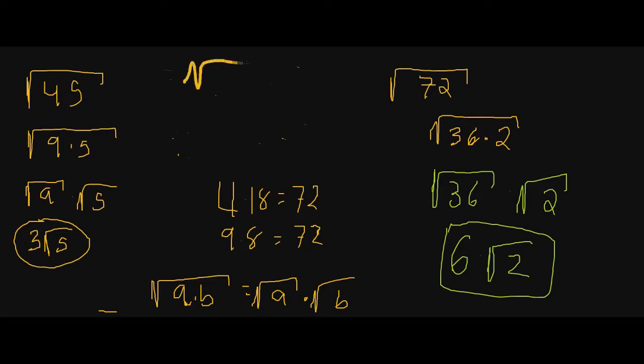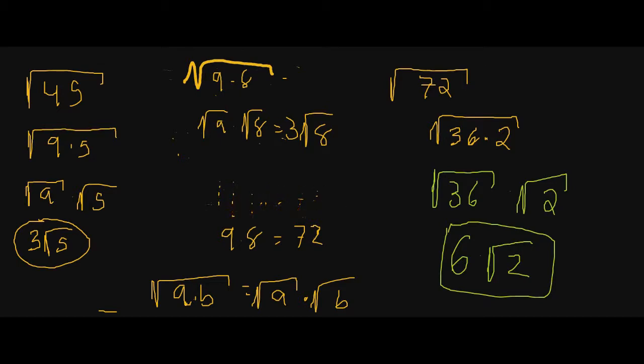So let's do the square root of 9 times 8, right? And we're going to get the square root of 9 times the square root of 8, which is going to give me 3 times the square root of 8. All right. Now, what I mean is that I have to reduce down 8 even further, right?